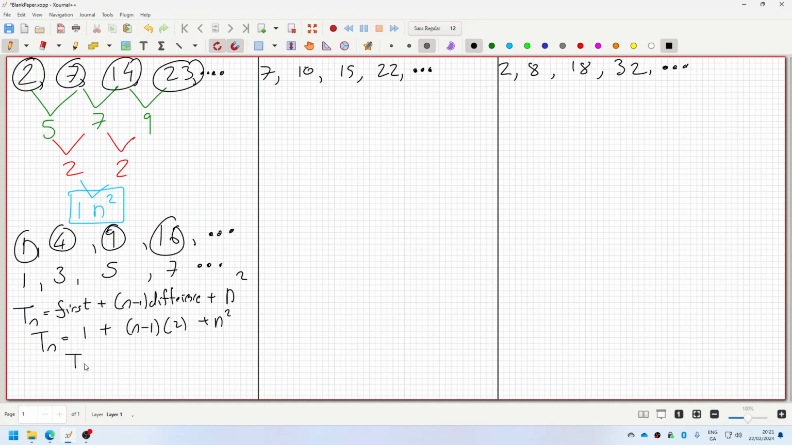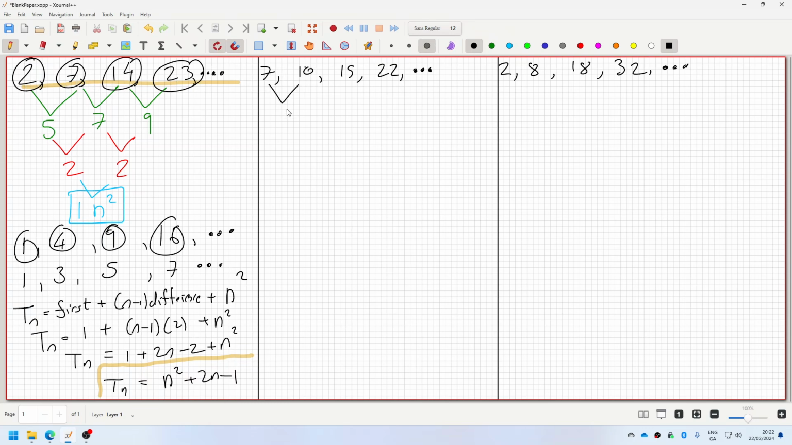So that would be Tn equals 1 plus 2n minus 2 plus n squared. So finally, we get Tn equals n squared plus 2n minus 1. And there you go. That is the formula for the nth term of this quadratic sequence. Let's do another example now.